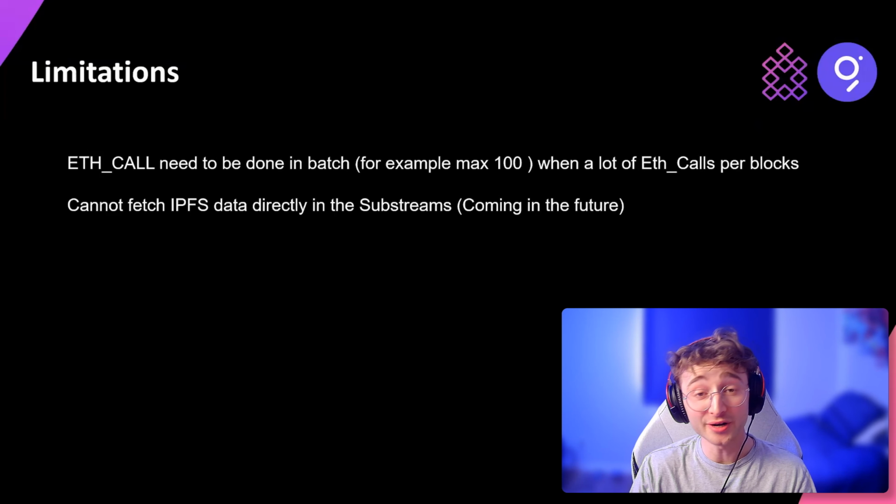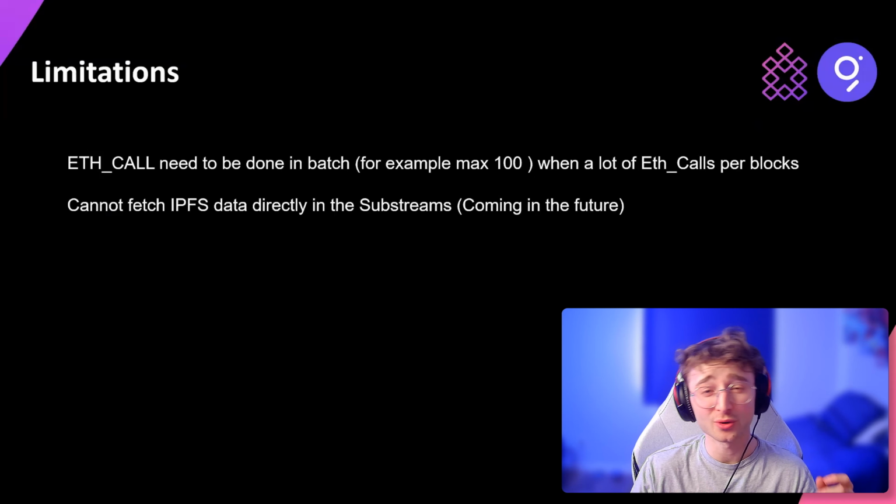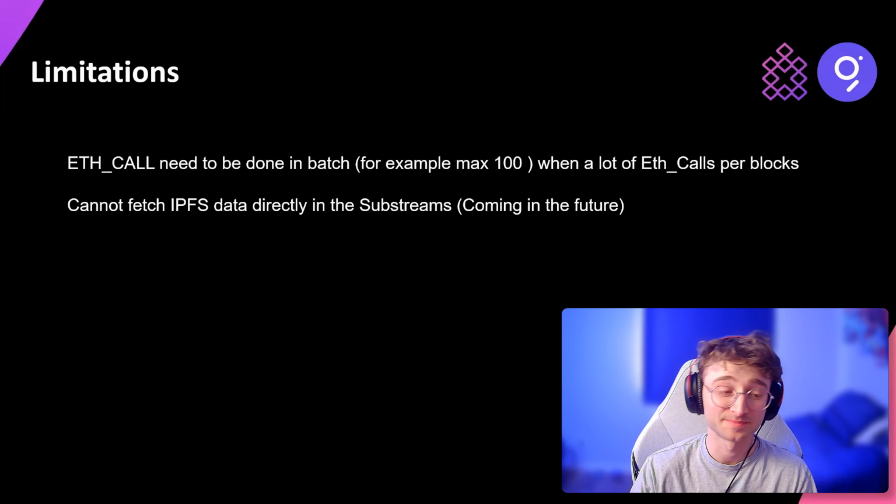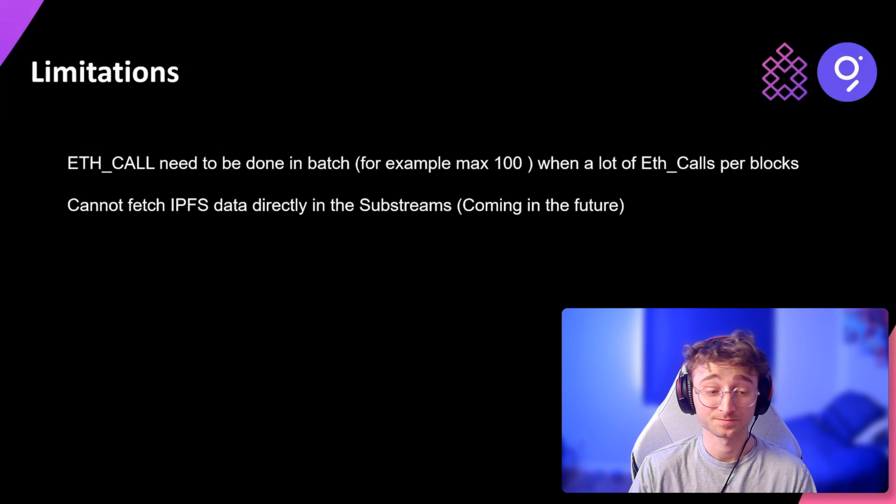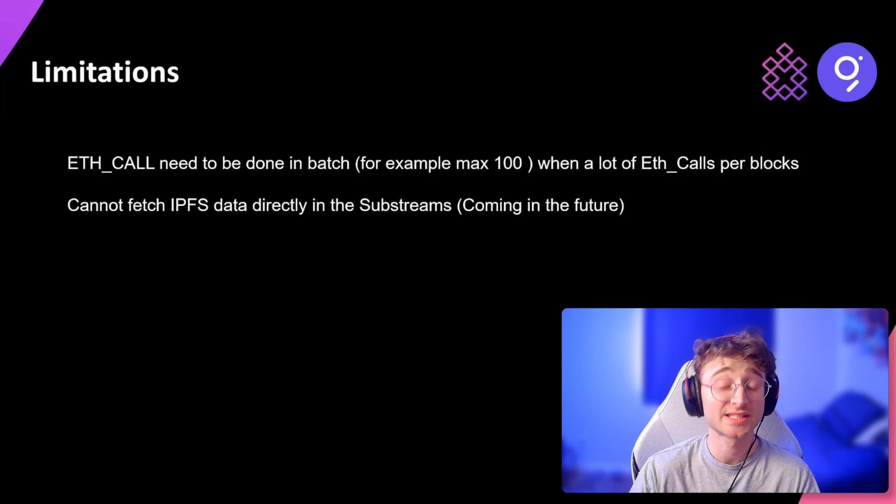First of all, for ETH calls, you need to do them in batches. Because, for example, with 1,000 transfers in a block, it's very difficult for the server to do them all at one time. So you need to do them, for example, 10 times 100 to get the job done. And the second thing, you cannot fetch directly from IPFS. Yes, you can get the URL from the smart contract with ETH calls, but you cannot get the JSON data from IPFS directly. So it's coming in the future.